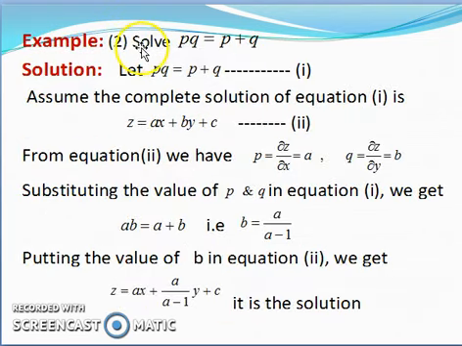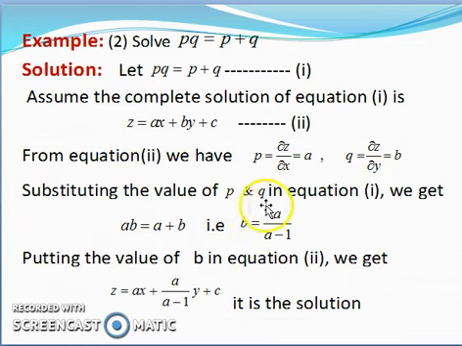Now another example. Solve the partial differential equation p into q is equal to p plus q. Again it belongs to standard form number 1, and let us denote this partial differential equation by equation 1. Again, assume the complete solution of equation 1 is z equal to ax plus by plus c. It is equation number 2. From equation number 2, when we differentiate z with respect to x partially and with respect to y partially, we get dou z by dou x equal to a, which is p equal to a, and dou z by dou y equal to b, which is q equal to b.